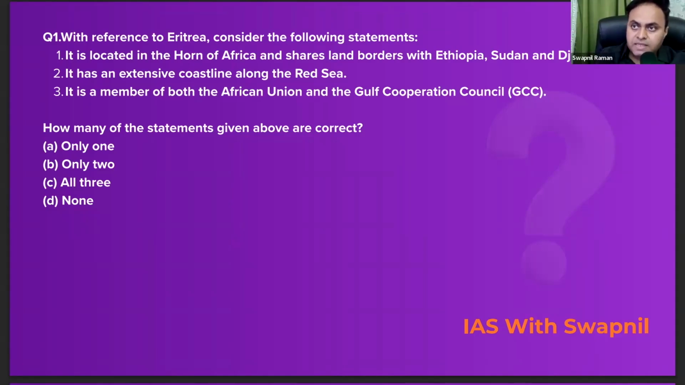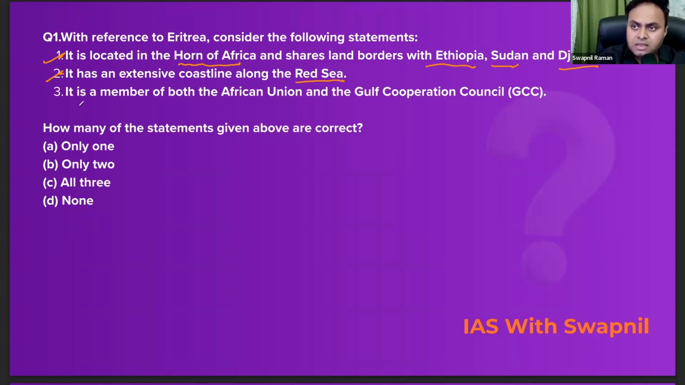So let's begin with today's session. Look at the first question. With reference to Eritrea, consider the following statements. The first statement says, it is located in the Horn of Africa and shares land borders with Ethiopia, Sudan, and Djibouti. Absolutely correct. The second statement says it has an extensive coastline along the Red Sea.